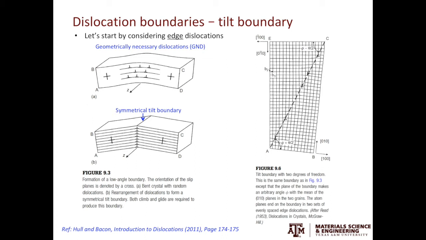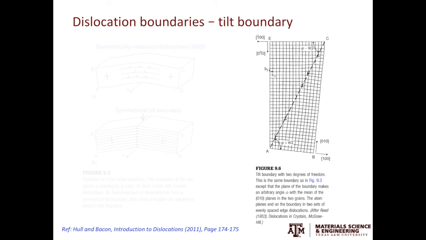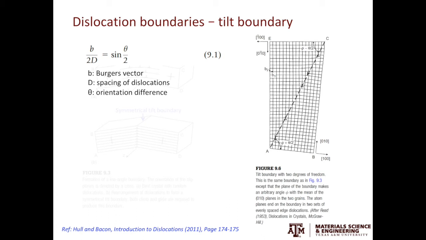The next question to ask is, can we quantify the misorientation caused by dislocation boundaries? The equation is b over 2d equals sine of half theta, where b is the Burgers vector, d is the spacing of the dislocations, theta is the orientation difference. Here is one example of the spacing of two dislocations. From the simple expression, one can tell a larger b and a smaller d give a larger theta. Also, if theta is sufficiently small, then the expression can be further simplified to b over d equals theta.